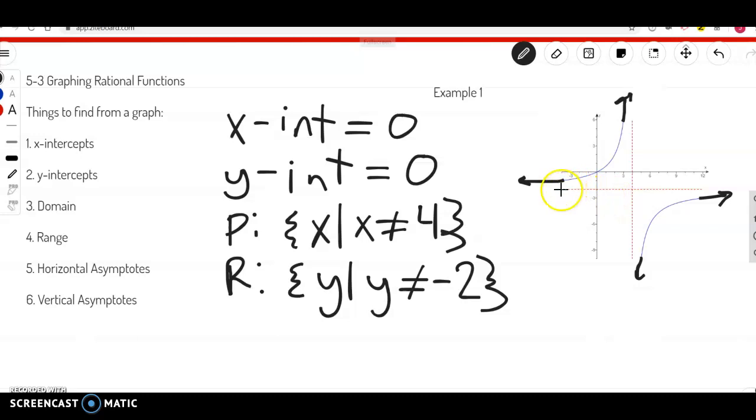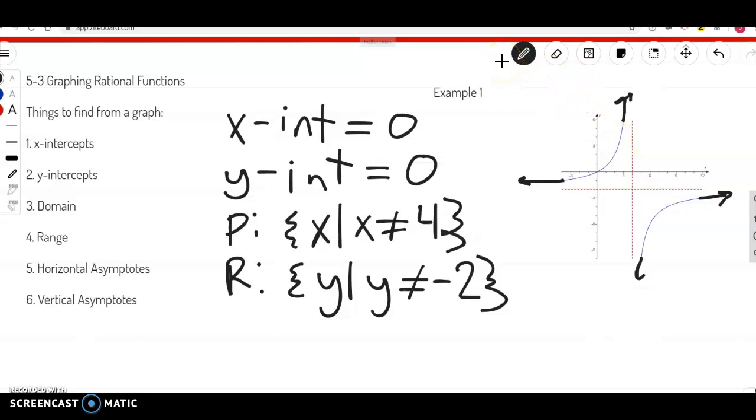So it's only telling us what's happening at the very ends of the graph, all the way to the left and all the way to the right. Therefore, it's possible somewhere in the middle here that the graph crosses the horizontal asymptote, but we'll go over that and how to do that on the next video.